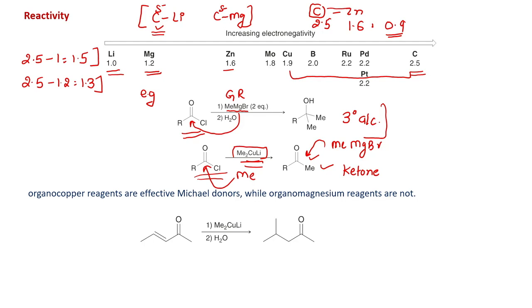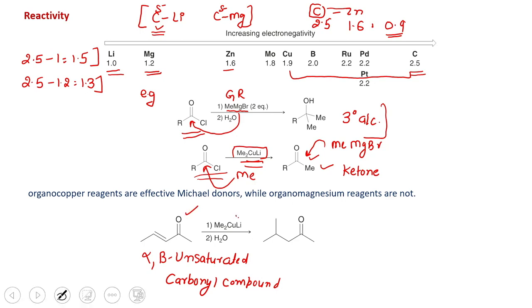Another example: this is an alpha beta unsaturated carbonyl compound. If you react it with methyl copper lithium, the methyl will react on the beta carbon and you will get this product. This is called the Michael addition reaction. This product will not form when you react it with an organomagnesium reagent, because the organomagnesium reagent will react at this part.